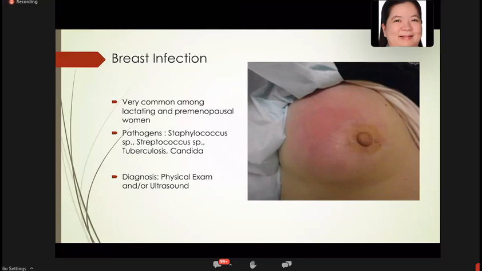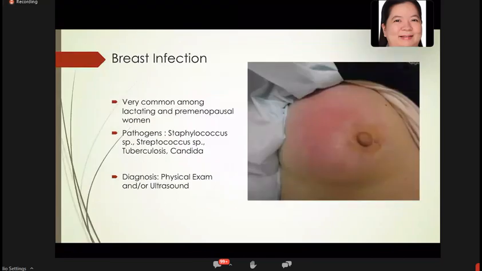Okay, so how do you diagnose breast infection? Again, physical exam, and you couple it with an ultrasound. Never request a mammogram for a patient with breast infection unless you want to get kicked. Okay, it's very, very tender. Okay, so even ultrasound sometimes is difficult for them because it's so painful. Okay, so ultrasound alone is already okay.